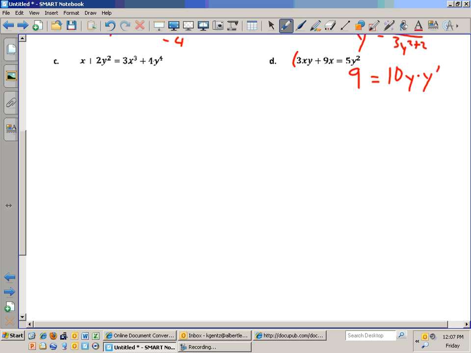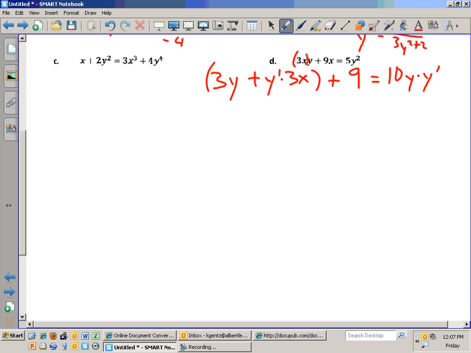I'm going to say that 3x is one function and y is another function. So I take the derivative of 3x, which is 3, times y, left alone, plus the derivative of y, which is y prime, 1y prime, times 3x left alone, plus that 9. So there I go.